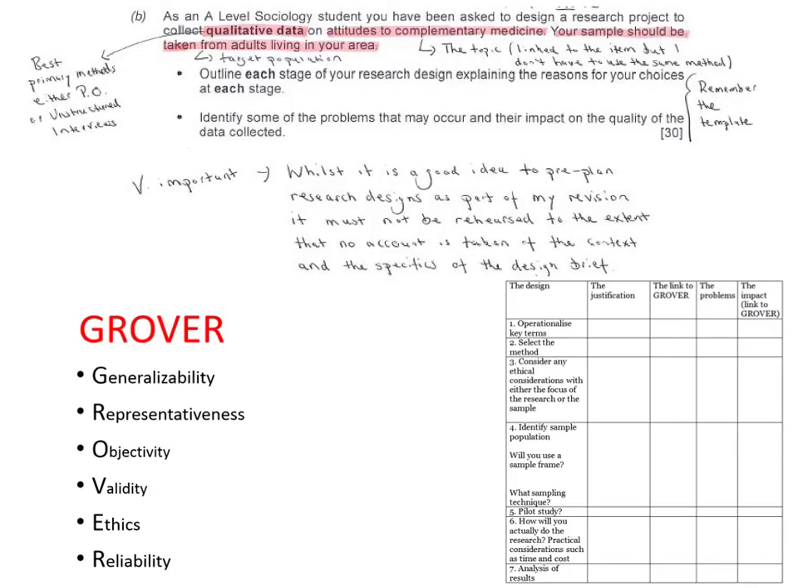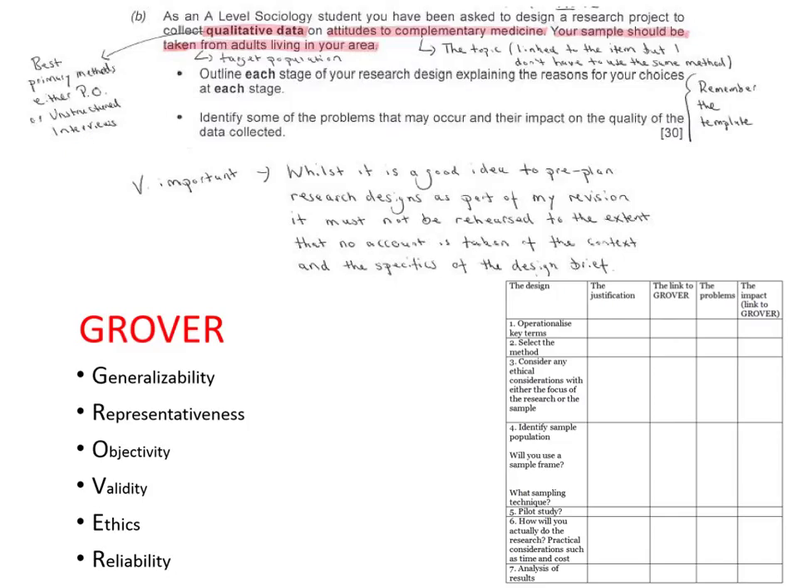Then we've got the topic. So we need to look very carefully at the purpose of the research, because our research design can't be too general. We've got to relate our decisions and our method as closely as possible to the topic. And the topic is linked to the item. It's about attitudes to complementary medicine, but we don't have to use the same method that was used in the item. In fact, I think for this particular design brief, where we're looking at attitudes to complementary medicine, then probably I would go for unstructured interviews rather than participant observation.